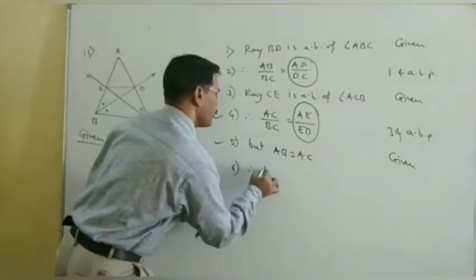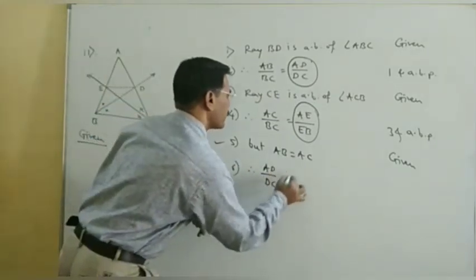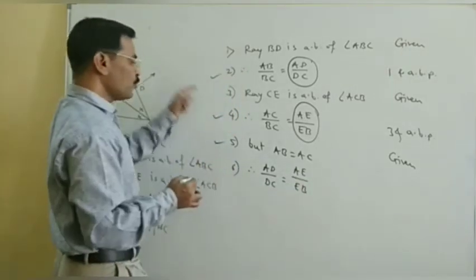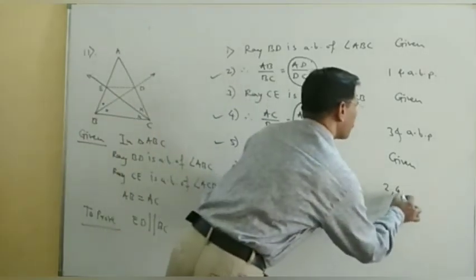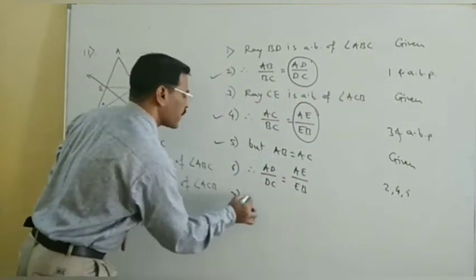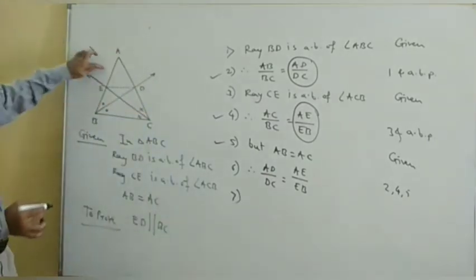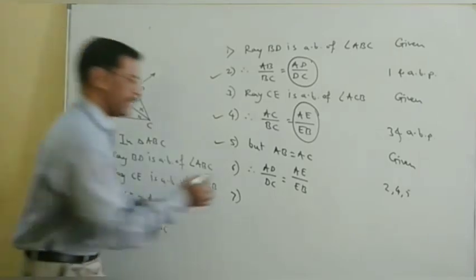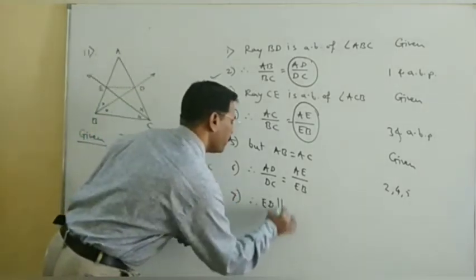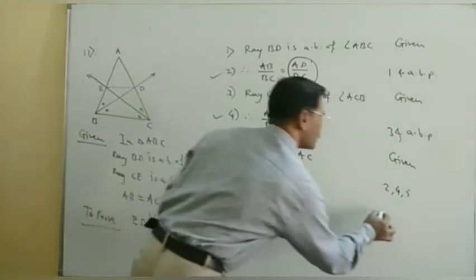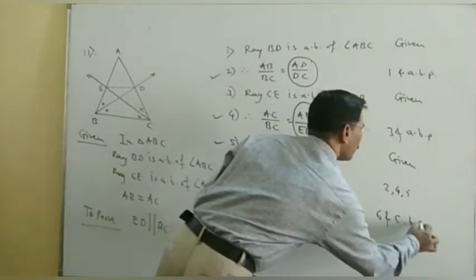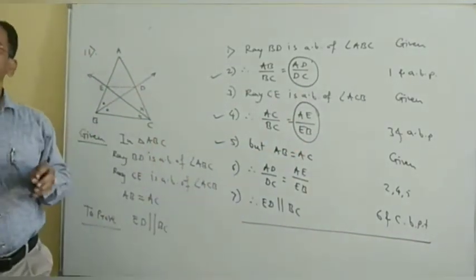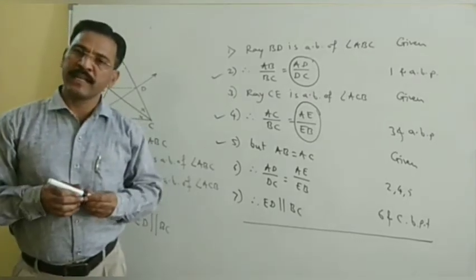Therefore, what does the last step tell us? AD upon DC, which is equal to AE upon EB. This is from 2, 4 and 5. So this is converse of BPT. What does it tell us? This upon this equal to this upon this, then ED parallel to BC. Hence, we can write now ED parallel to BC. This is from 6 and converse of BPT. Like this, so many times we have to apply all the properties in the given examples. Understand?